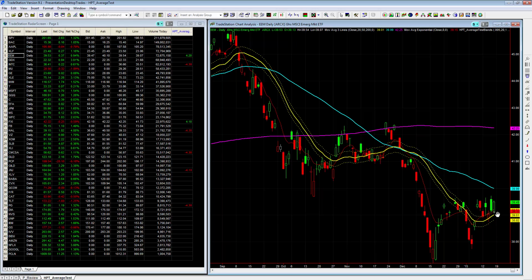But see, now we can see that the open was clearly between, and it could be equal to, but it needs to be at least equal to or between this upper band and this 20 period moving average, which is the yellow line, for the 20 period moving average test to be considered valid.